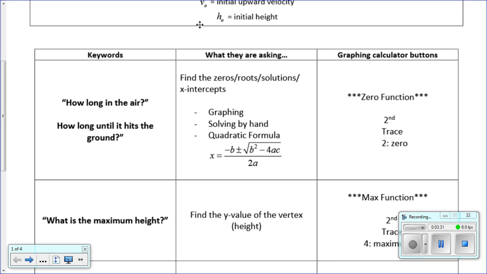Okay, so basically when it's asking how long it's in the air, well, from when it started on the ground to when it ended on the ground. So when it's hitting the ground, that's our x-axis. Okay? So we're finding the zeros or the roots or the solutions or the x-intercepts when they're asking about how long. Because our x values are typically representing time, and our y values are typically representing height, depending on the situation. So to find those, you can graph it, you can solve it by hand using factoring, or you can use the quadratic formula, okay?